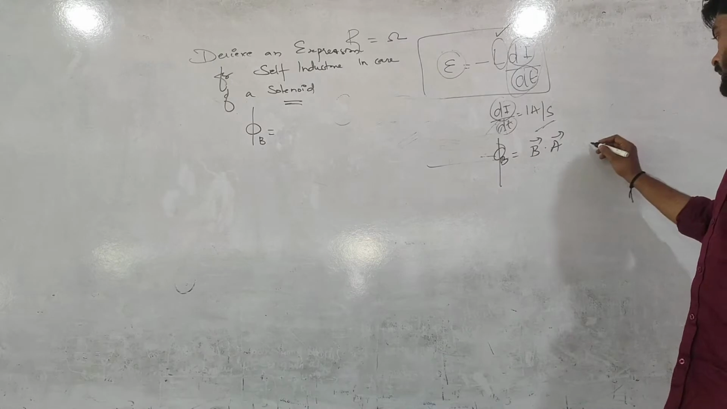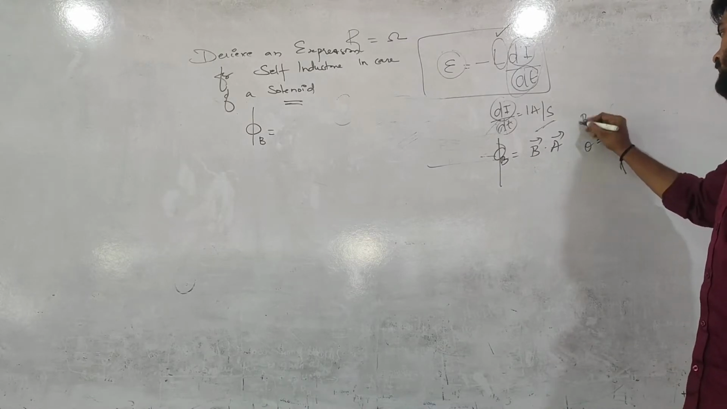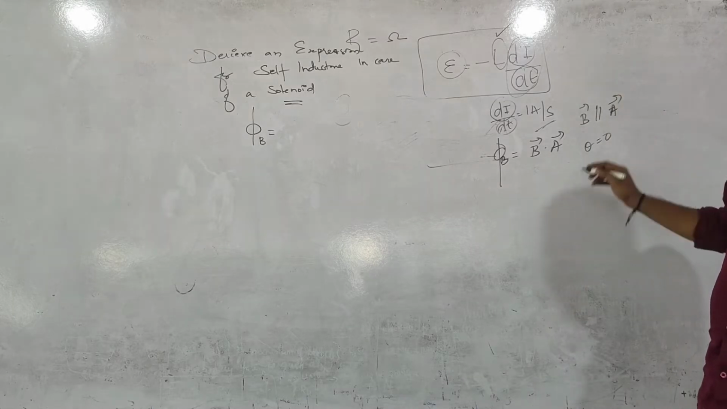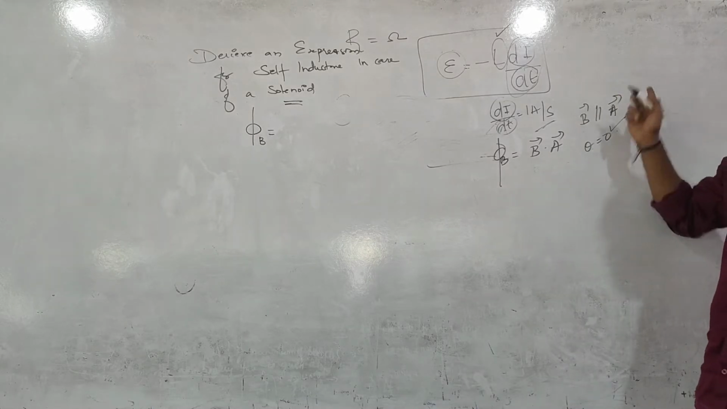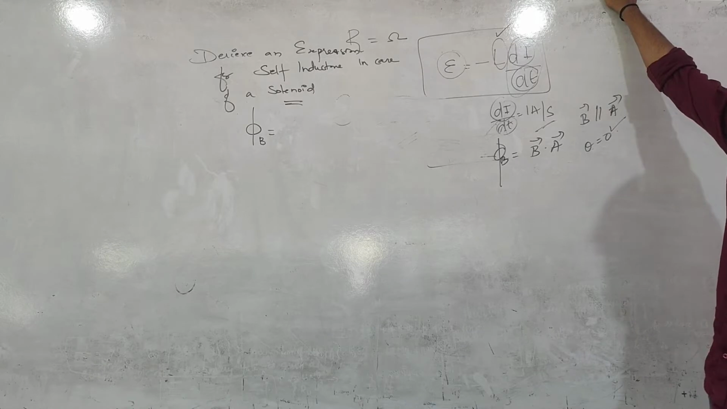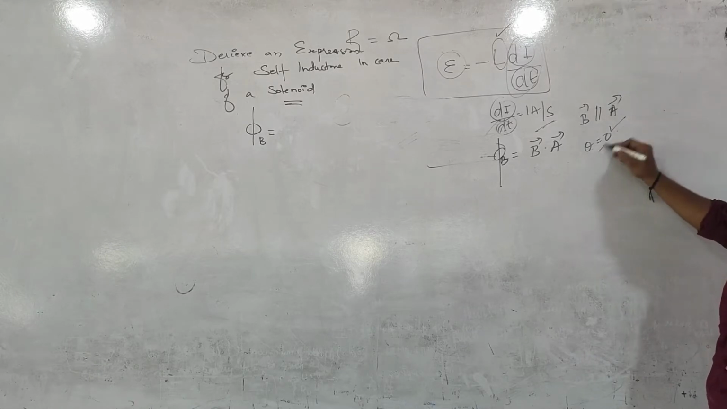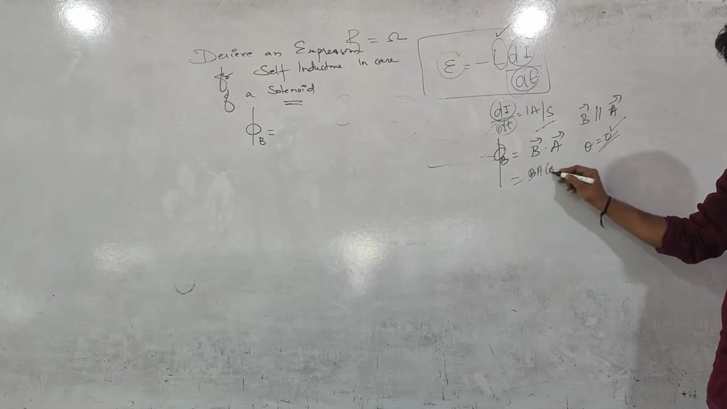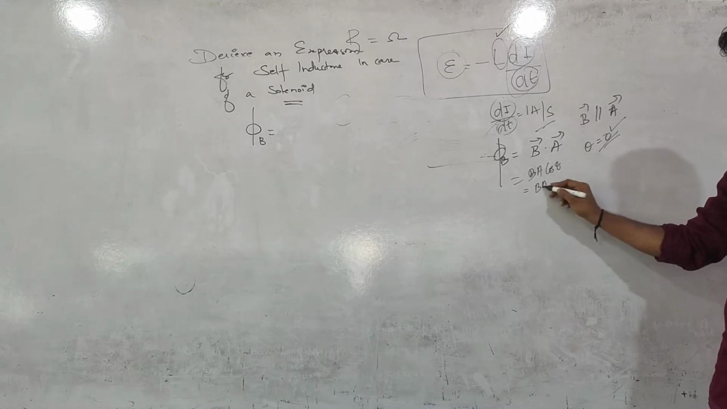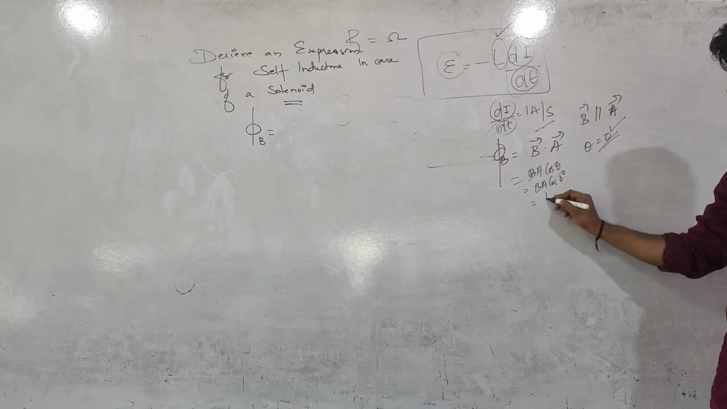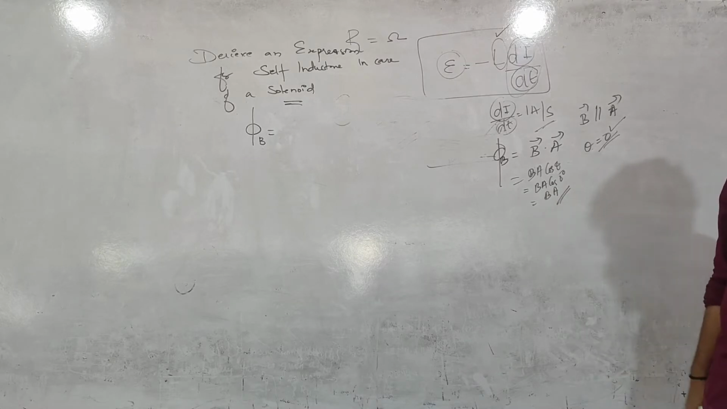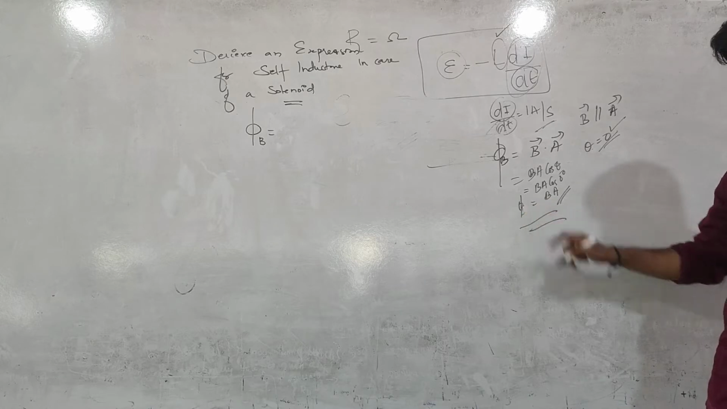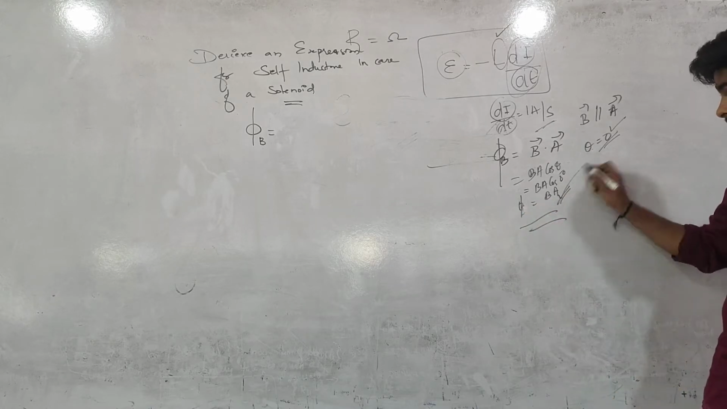In case of one turn, the angle theta will be 0 because the B vector will be parallel to the A vector. This we have done in case of solenoid in the chapter moving charges and magnetism. So B vector dot A vector expansion is BA cos theta, so BA cos 0 degree. Cos 0 is 1, so it becomes BA. So phi B, the magnetic flux associated with one coil of the solenoid, is BA.